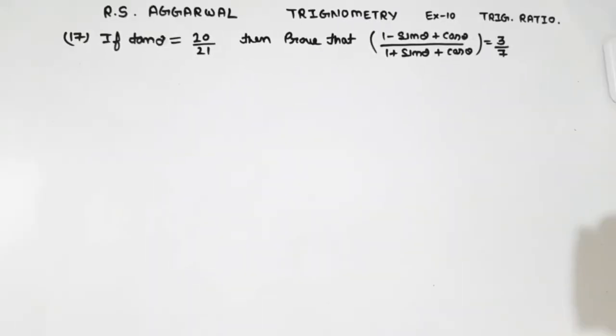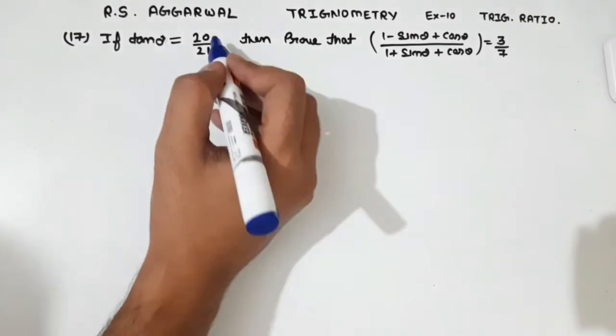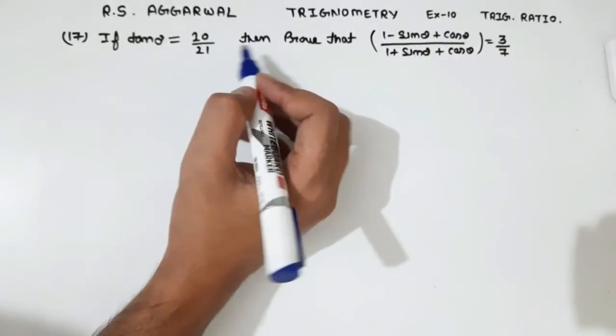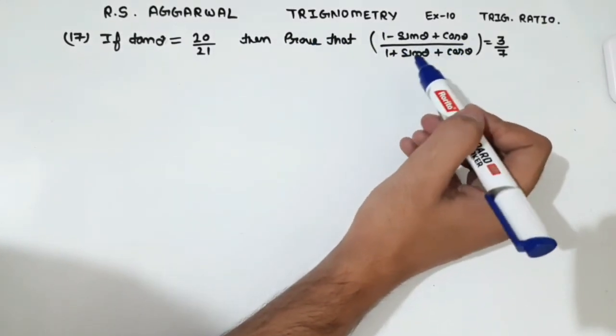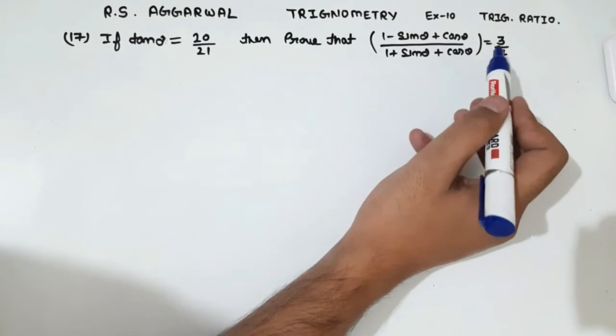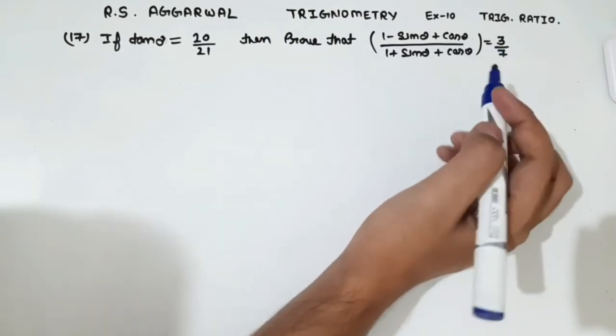R.S. Agrawal, Chapter Trigonometry, Exercise 10, Trigonometric Ratio, question number 17. In question number 17, we are given tan theta is 20 upon 21. Then prove that (1 minus sin theta plus cos theta) upon (1 plus sin theta plus cos theta) will be equal to 3 upon 7.